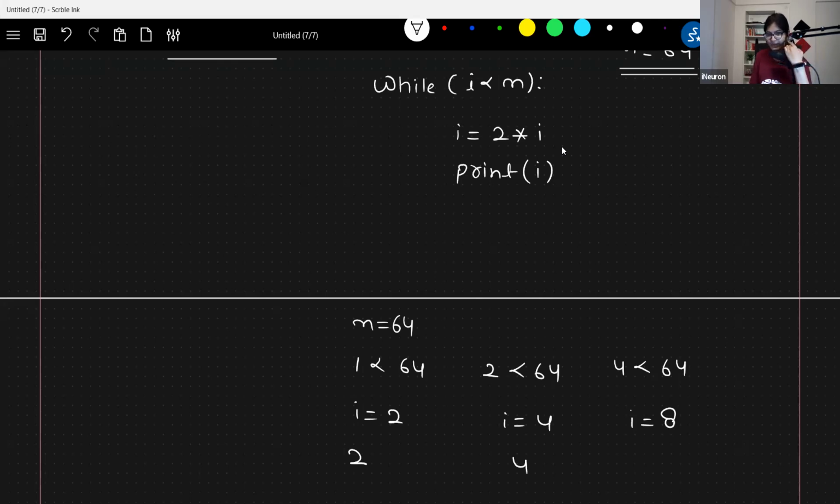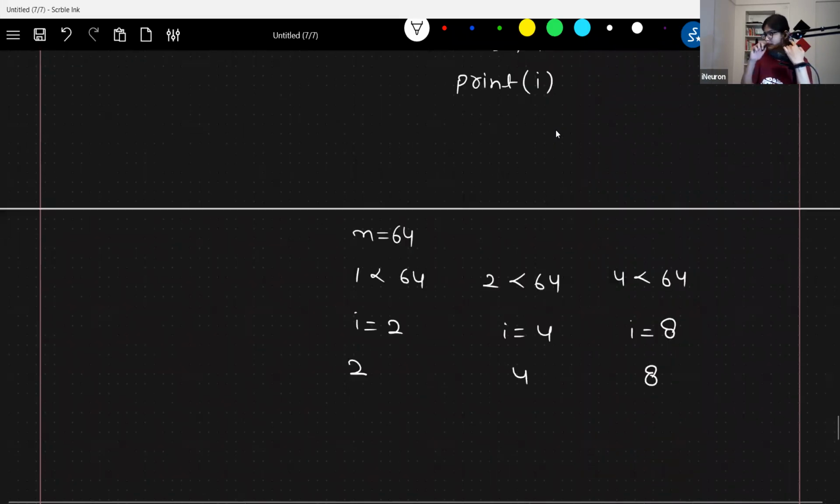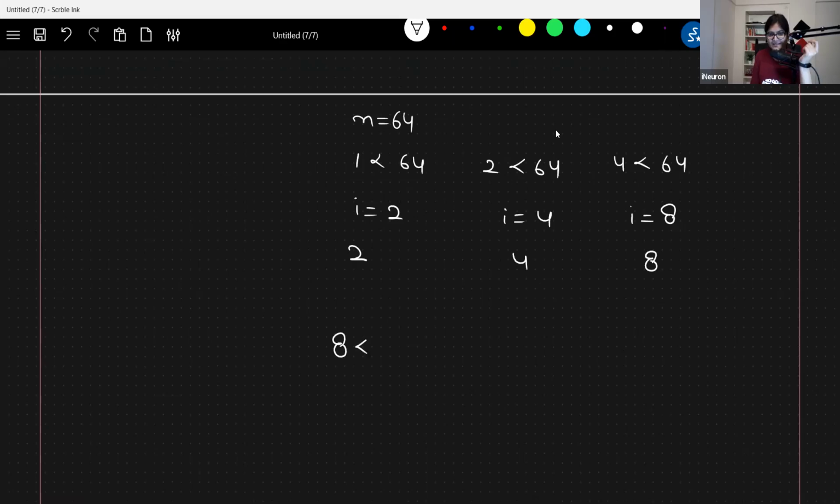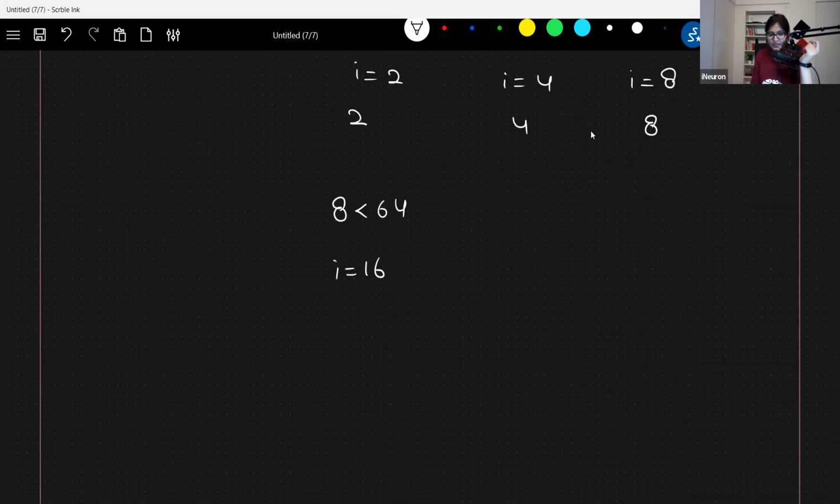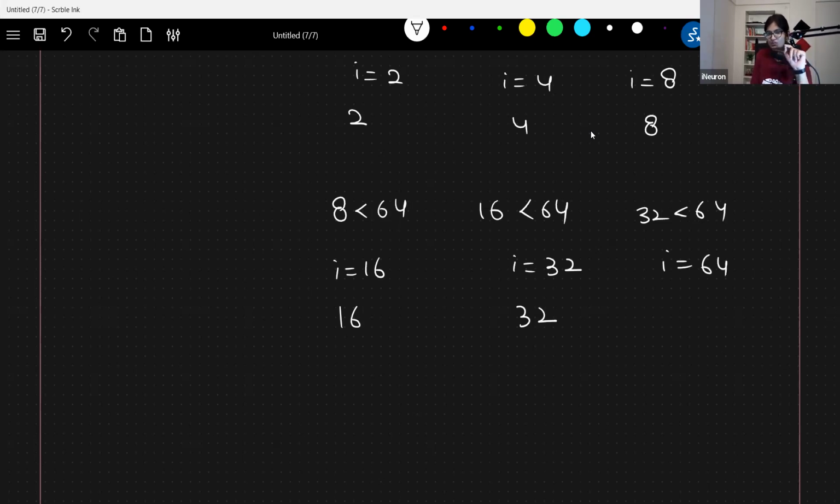I hope I'm making sense to everyone, right? So 8 will get printed. Now, again, 8 is less than 64. So now again, 8 into 2 is 16. So i is equal to 16 here. 16 will get printed. Next step, 16 is less than 64. So i is equal to 32. 32 will get printed. 32 is less than 64, so i is equal to 64. And now 64 will get printed. Right? Now, when 64 goes, is this less than 64? It will come out of the loop because this will not run.